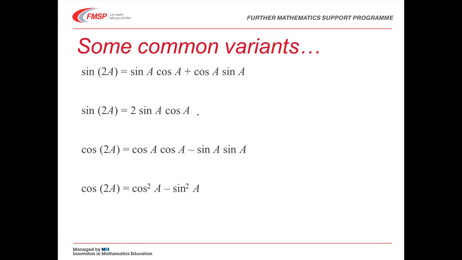Okay, some common variants. Sine of 2A is sine A cos A plus cos A sine A. So that means it's just two lots of sine A cos A. And cos 2A is cos A cos A minus sine A sine A, or cos squared A minus sine squared A. These are easy to work out, but they're also very easy to remember, so you probably won't need to work them out.